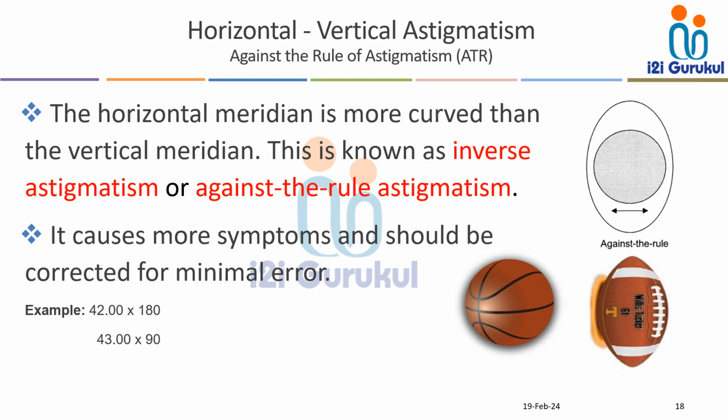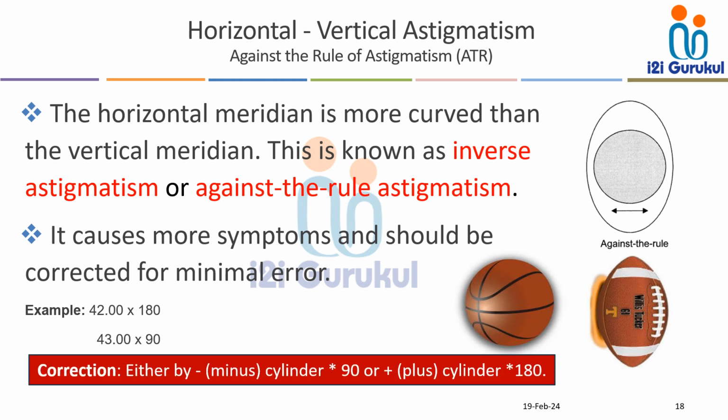Moving towards against-the-rule astigmatism, the horizontal meridian is more curved than the vertical meridian. This is known as inverse astigmatism or against-the-rule astigmatism. It causes more symptoms and should be corrected for minimal error also. So if I give an example here, 42 diopter at 180 and 43 diopter at 90-degree. Correction is either by the minus cylinder at 90 or plus cylinder at 180-degree. So you can correct with the spectacle or in contact lenses. These are the options here.